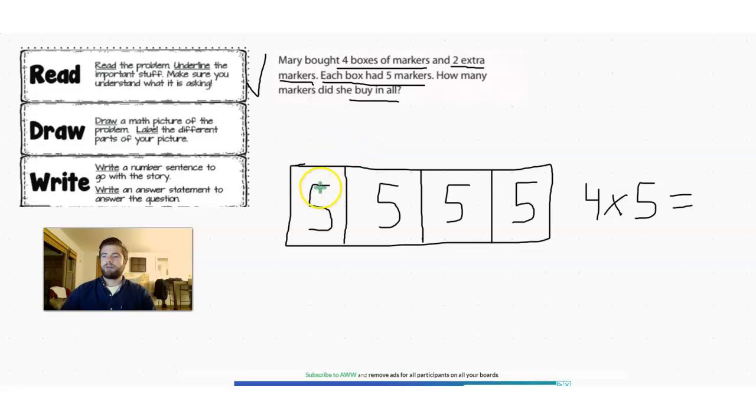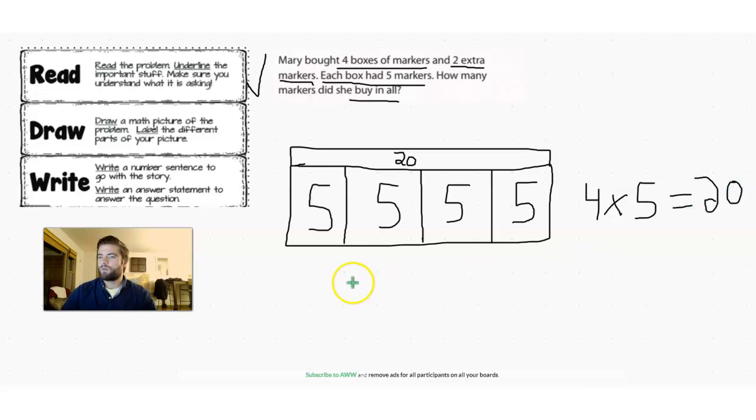I love counting by 5s, and I know in 3rd grade, most of you love counting by 5s too. So let's do that together. 5, 10, 15, and 20. So all of these together represent 20 markers that she got in those boxes. Now you might be tempted to stop here, but there is one more step. Remember these 2 extra markers? Yeah, we have to add those 2 extra markers.